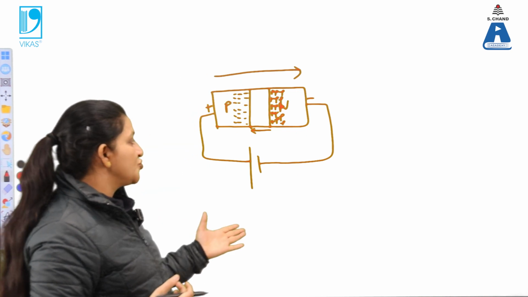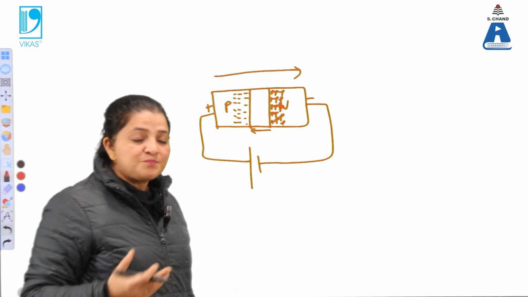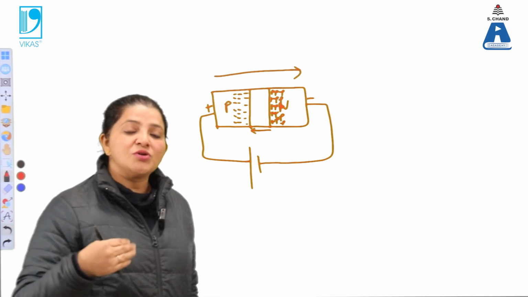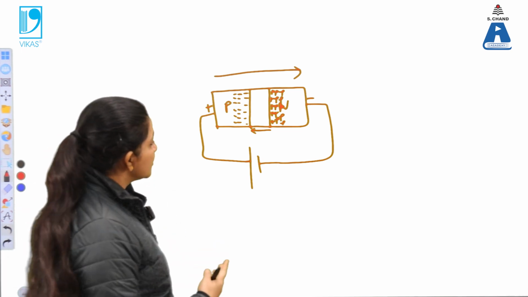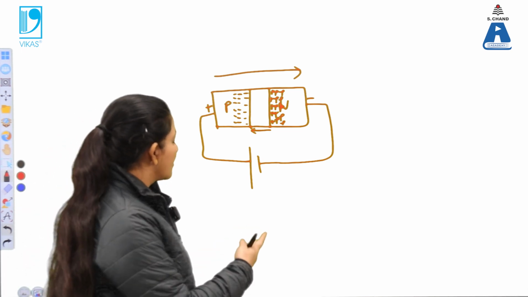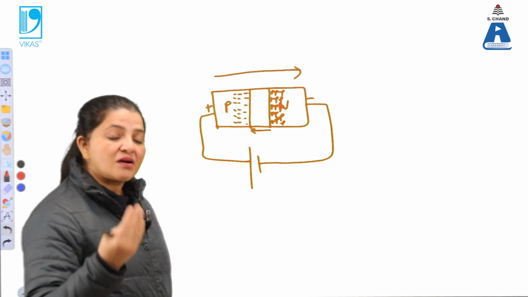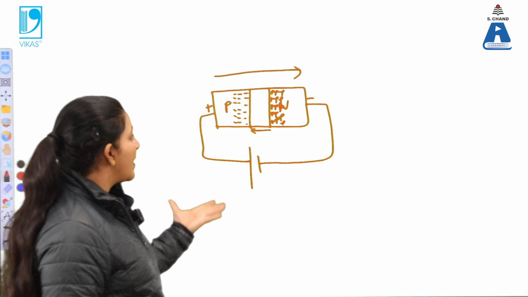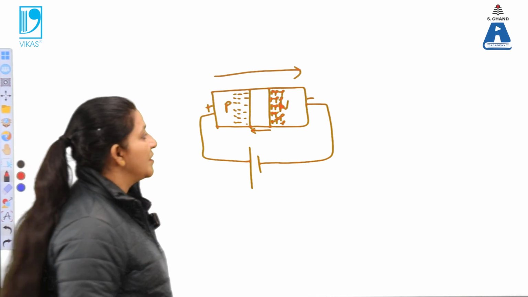So in such kind of motion, by applying the external battery in such a way that P is connected to the positive and N is connected to the negative, in such battery connections, that is known as forward biasing, and the current can be enhanced. So that is known as a forward biased PN junction. Now what is the meaning of reverse biased PN junction?